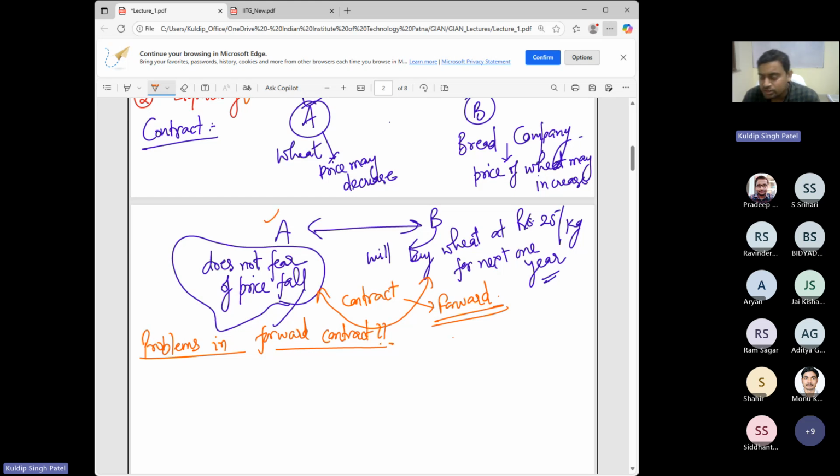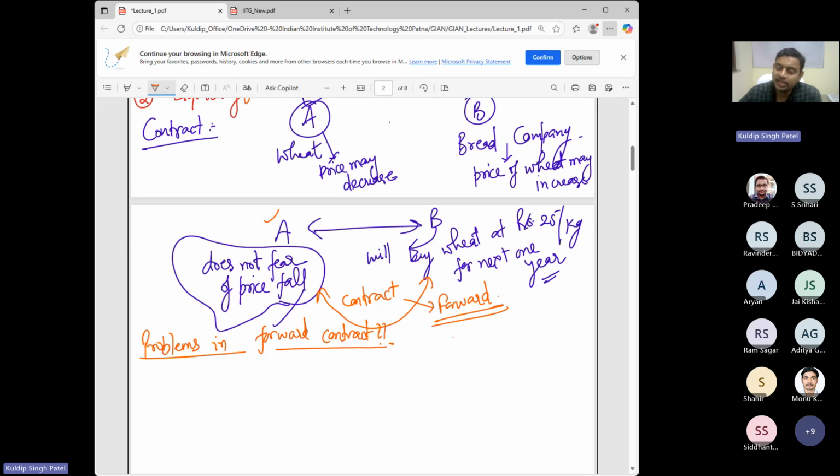Good. And suppose in the market the price is rupees 20 per kg. Who is likely to default? B. Then B is likely to default. Everyone agrees, right? Why? Because if the market price is too high, then A will not sell the wheat to B. A will sell in the market. And in the same way, if the price of wheat is too low, B will not buy the wheat from A. B will buy from the market. So there are problems with the forward contract.